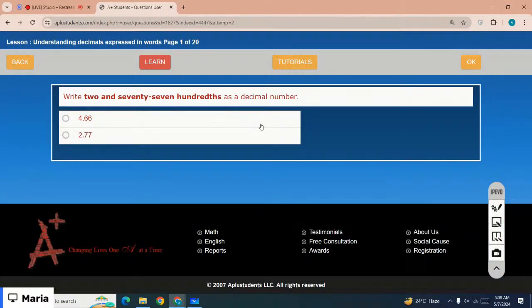2 and 77 hundredths, which is the correct option? Option 1 or option 2?